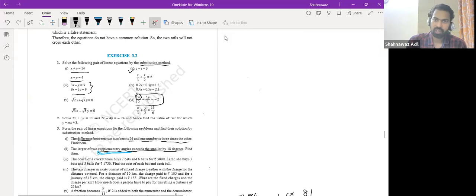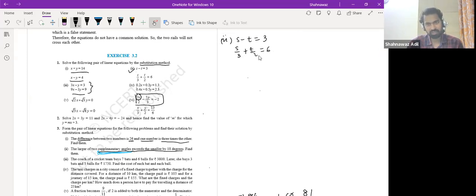So we have s minus t equals 2 and s by 3 plus t by 2 equals 6. Again, you see, we have the same fractional equation. Solve this and then tell me the answer.